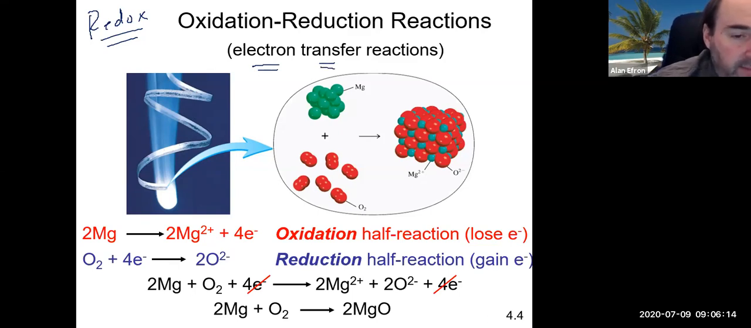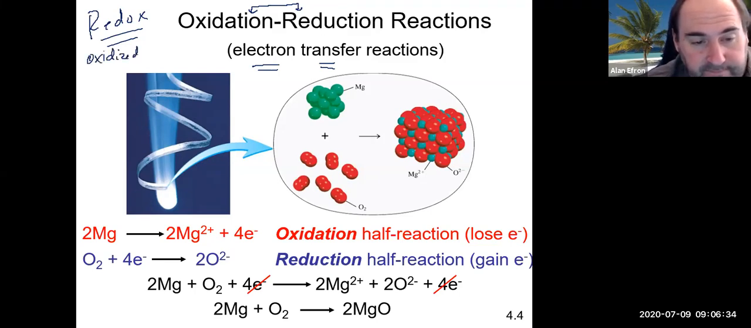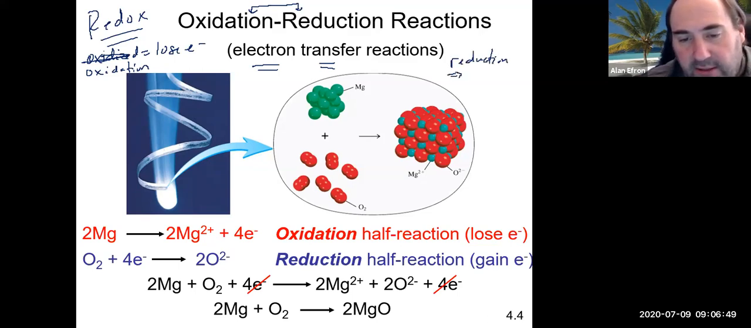So there's basically two things. These two things always occur together. If something is being oxidized, something will be reduced. So they do go together. So what does oxidation mean? What does reduction mean? If something is oxidized, or oxidation, I guess, it has lost electrons. Reduction means that something has gained electrons.